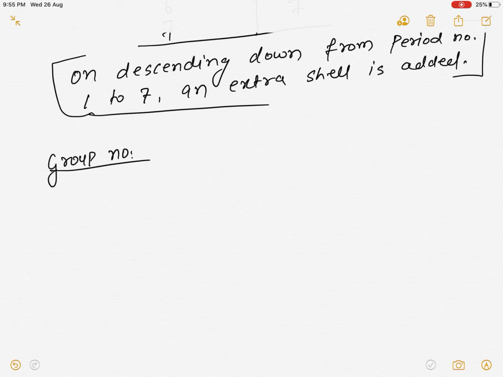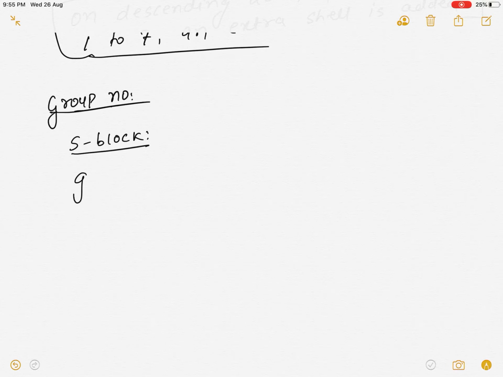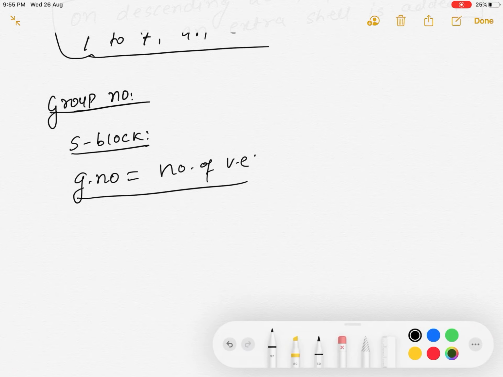So we are going to see the group number for just two blocks. Now group number is a bit complicated, just a bit, not difficult, with respect to period number. It depends on the block of the element. First we'll see for the S block element. For S block element, group number is equal to the number of valence electrons. That's very simple for the S block. Group number will simply be equal to the number of valence electrons.